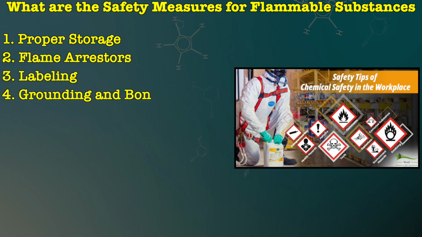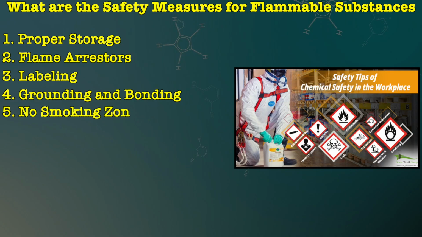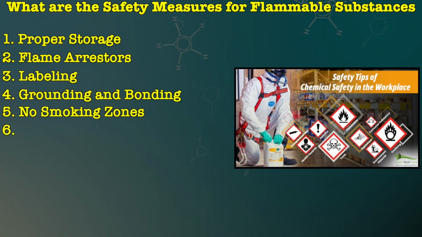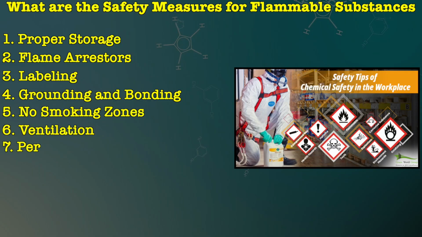Fourth one is grounding and bonding. Use grounding and bonding techniques when transferring flammable liquids to prevent static electricity sparks. Fifth one is no smoking zone. Establish and enforce no smoking zones in areas where flammable materials are present. Sixth one is ventilation. Ensure good ventilation in areas where flammable vapors may accumulate to purge the gases and reduce the risk of ignition.